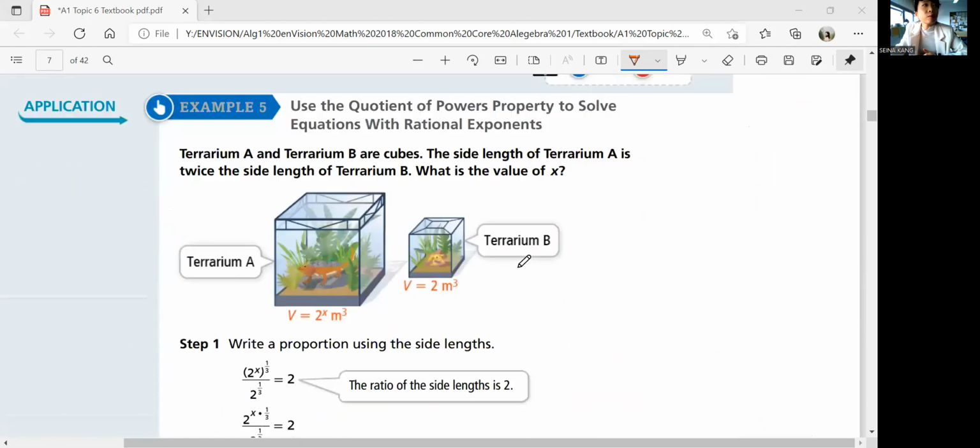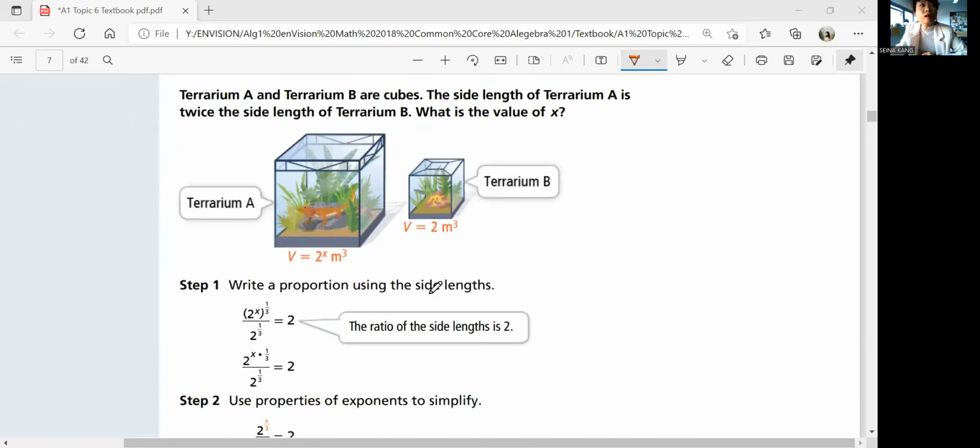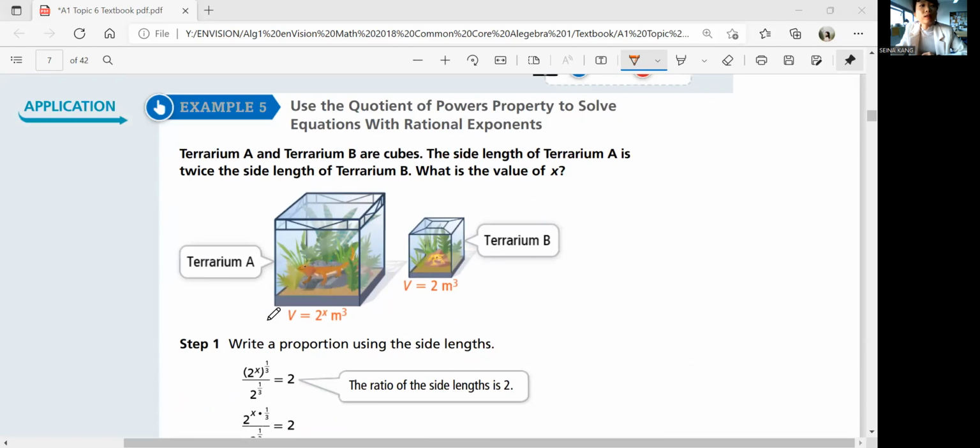Let's look at the last example. Use the quotient of powers property to solve equations with rational exponents. Terrarium A and terrarium B are cubes. It means that all the dimensions are equal, like the sides of all the squares are equal. The side length of terrarium A is twice the side length of terrarium B. What's the value of x? So first, write a proportion using the side lengths. The ratio of the side lengths is 2, because if you multiply the side of the small terrarium B by 2, you'll get the side of terrarium A.